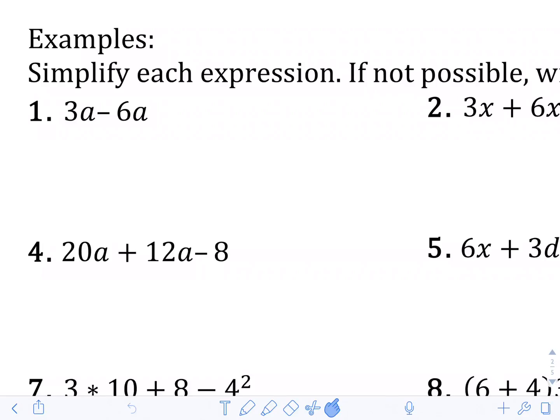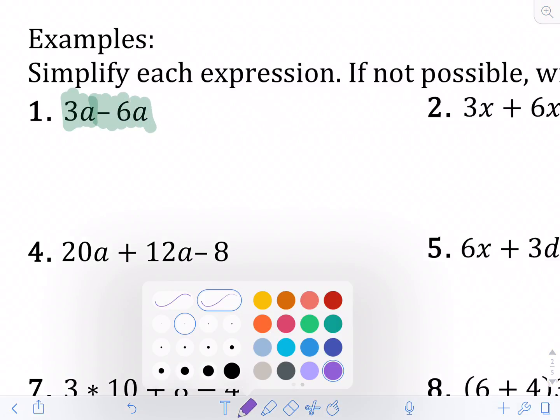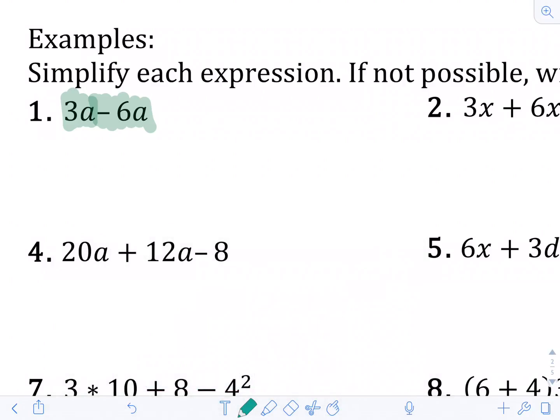Alright, this is 1-1 notes, so we are using the rules of PEMDAS and we're combining like terms. So here we're going to start with number 1. Number 1, it says we have 3a minus 6a, and so what I'm going to do is take my highlighter here and highlight any variable that's the same color. So here I have 3a, so I'm going to highlight 3a. Here I have a negative 6a, and since it's that same variable a, they are like terms, so I'm going to highlight it in the same color. So now all I have to do is combine like terms.